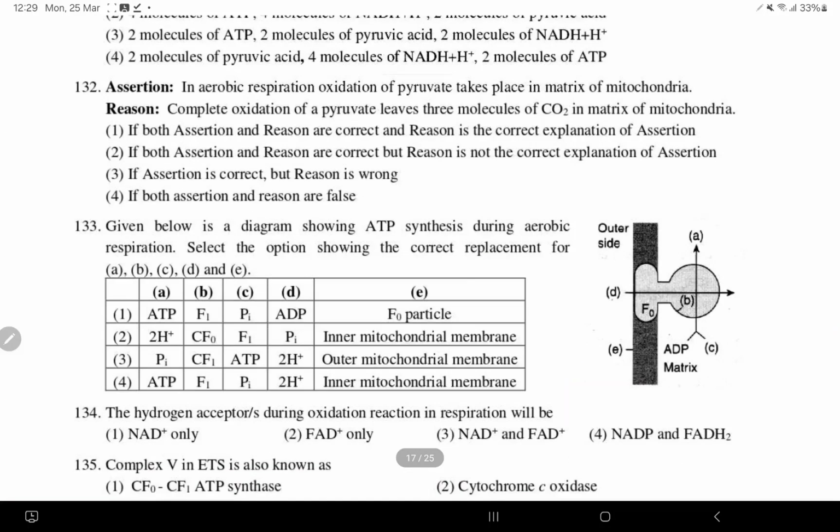132. In aerobic respiration, oxidation of pyruvate takes place in matrix of mitochondria, right? Complete oxidation of pyruvate leaves 3 molecules of carbon dioxide in the matrix of mitochondria. The correct answer is option 2. Both are right, but there is no correct explanation.